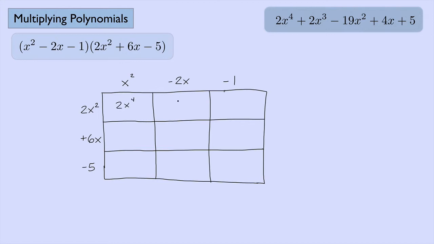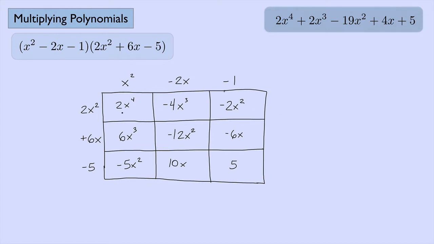Negative 2x times 2x squared, that's negative 4x to the third. And then negative 1 times 2x squared is negative 2x squared. 6x times x, that's 6x cubed. This will be negative 12x squared, and this will be negative 6x. And then down here, I have negative 5x squared, 10x, and positive 5. All right, and then just go through and add everything up.